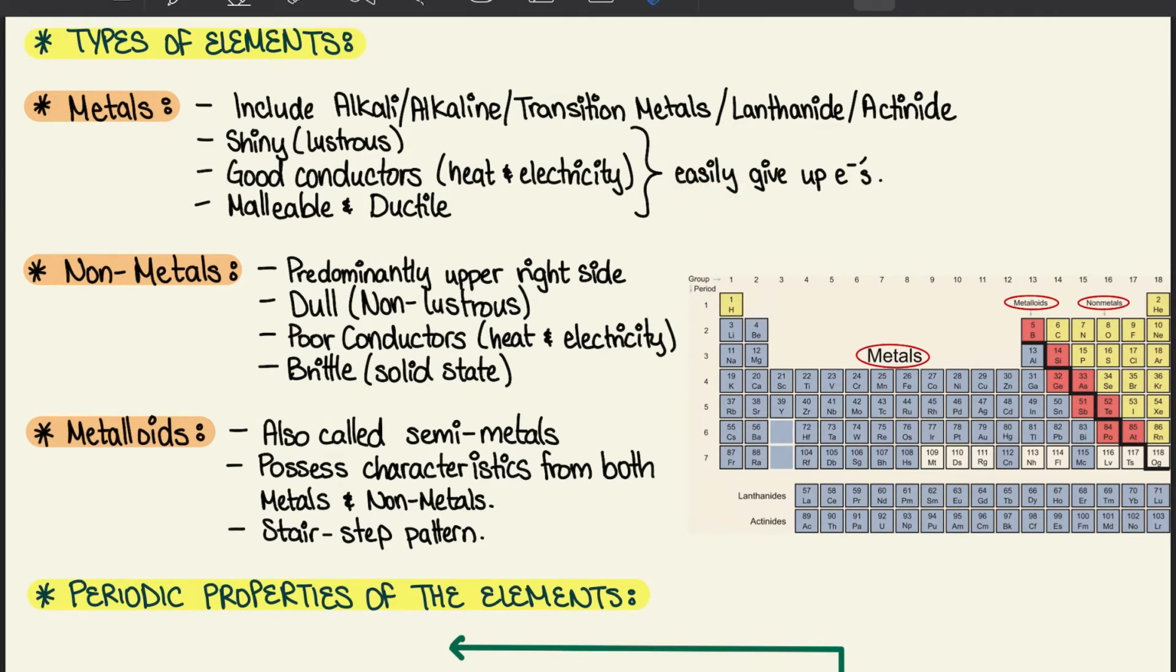Whereas nonmetals are predominantly on the upper right side of the periodic table. They're dull, they're non-lustrous, they're not shiny. They're poor conductors of both heat and electricity, and they're brittle in their solid state, so they can easily fall apart. And then you have metalloids, which are also called semi-metals, and they possess characteristics from both metals and nonmetals. And you can see them in the stair-step pattern.